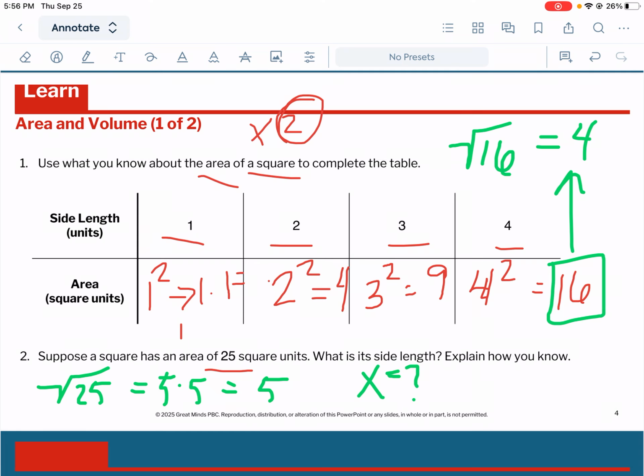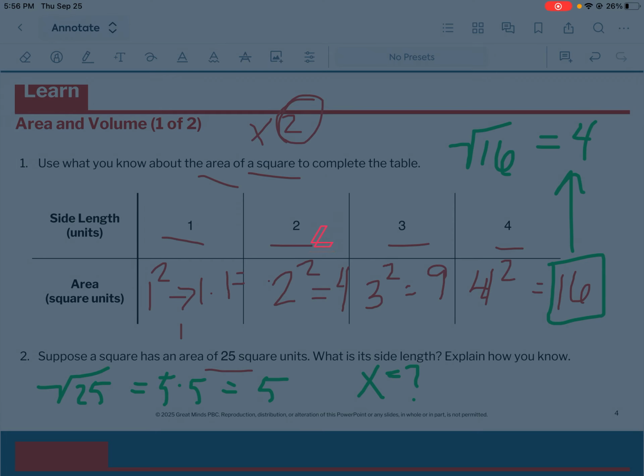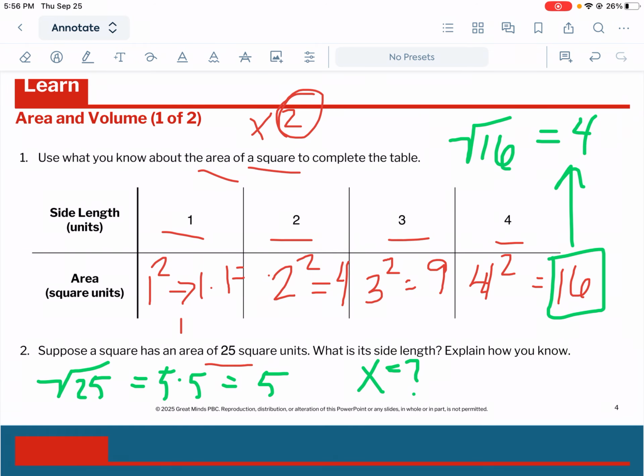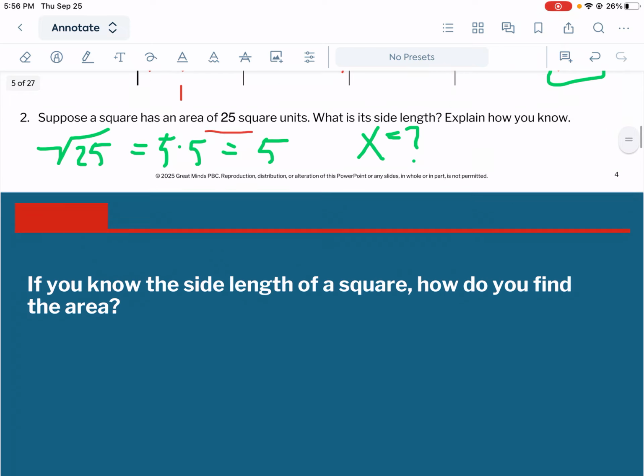Explain how you know, because when you reverse the... Ooh, hold on. There we go. When you explain how you know, you would state that when you reverse the function, or when you perform square rooting, you would get 5. Because 5 squared, or 5 times 5 is 25. That's it. You don't need to say anything special.